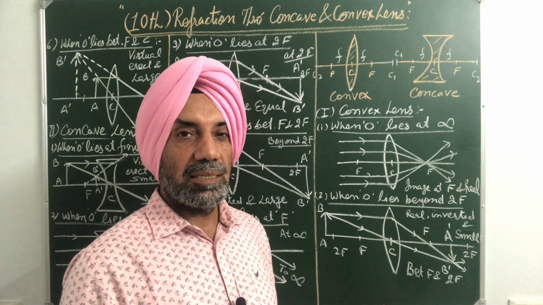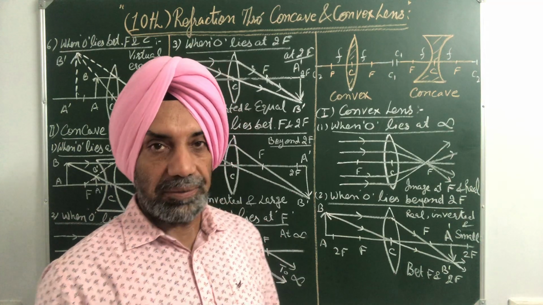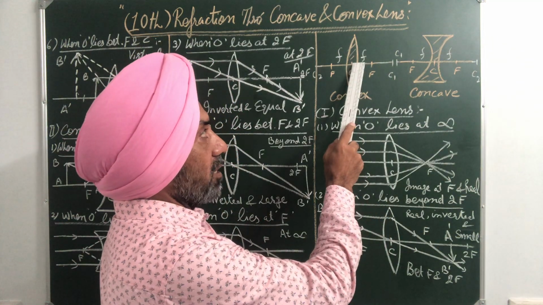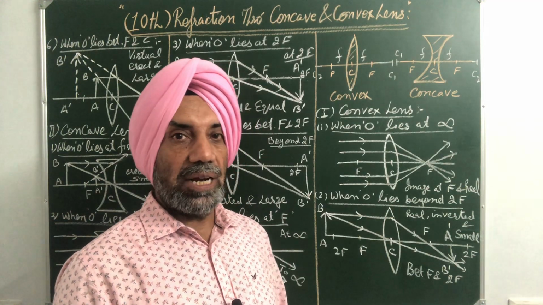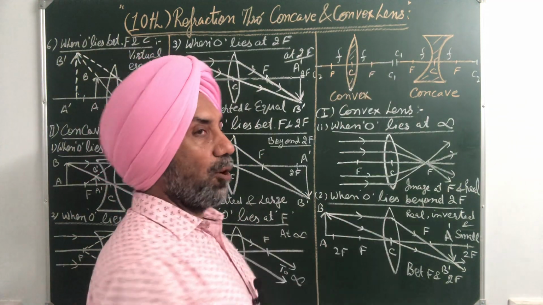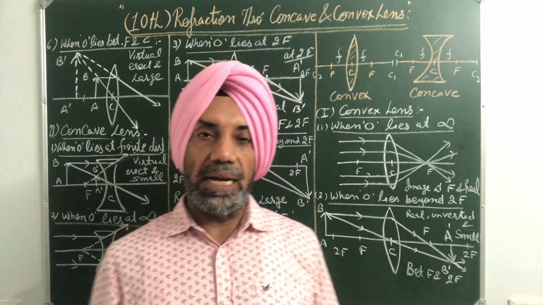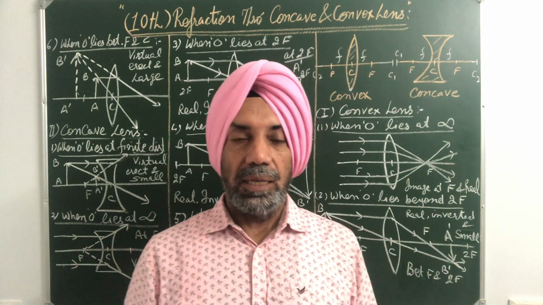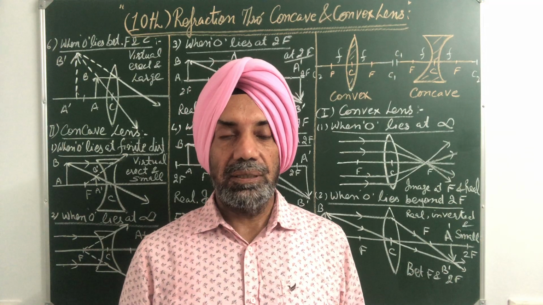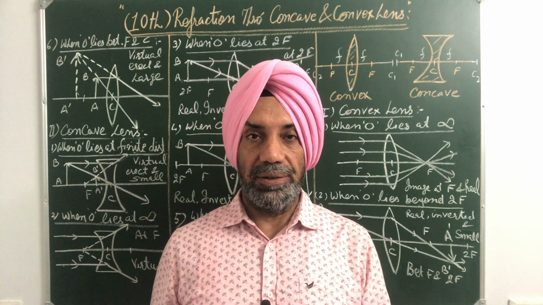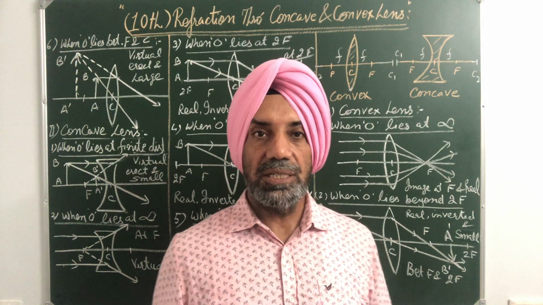undeviated. So through this point a line or ray of light passes undeviated. This point is known as optical center. So optical center is a point through which all the rays after refraction pass undeviated. That is, their direction doesn't change.